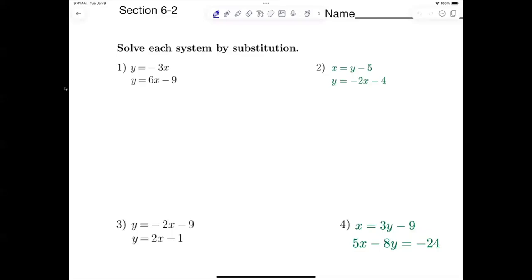Okay, so for today, we're solving by substitution. It's called substitution because you are going to be what? Wow, we're not going to be substitution. We're going to be substituting. All right, here we go. So what does that mean?